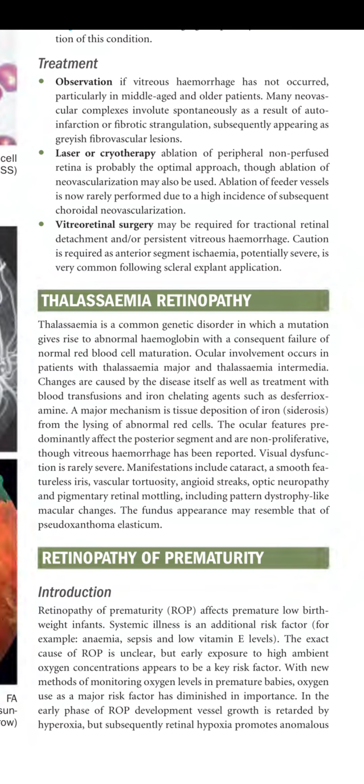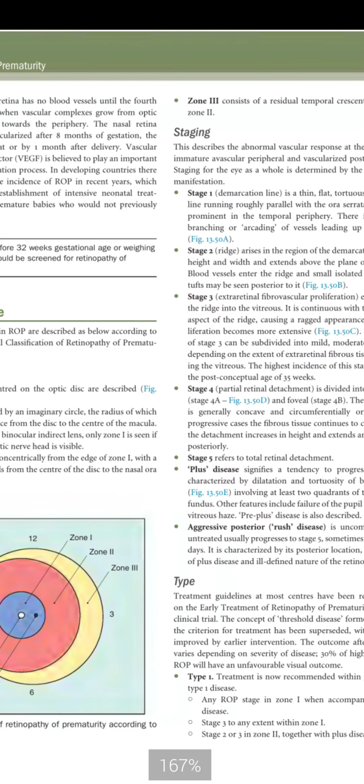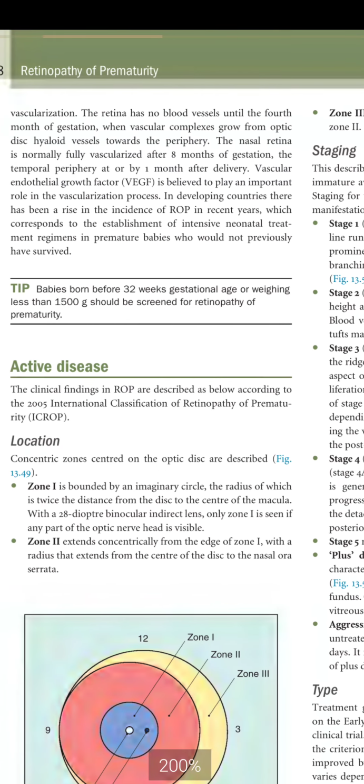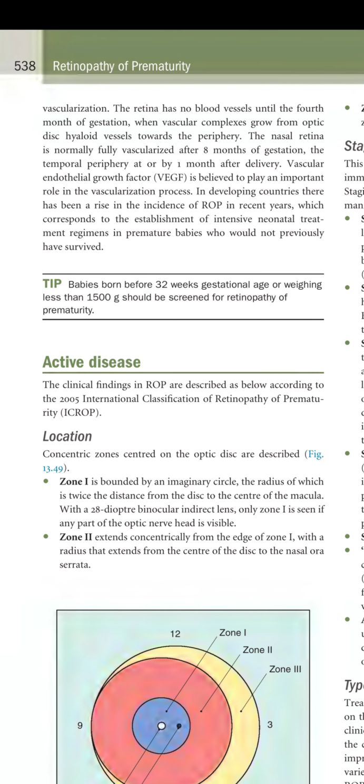In an early phase of ROP development, vessel growth is retarded by hyperoxia. So in the early phase, the growth is retarded by hyperoxia, meaning the increased supply of oxygen, but subsequently retinal hypoxia promotes anomalous vascularization. The retina has no blood vessels until the fourth month of gestation, when vascular complexes grow from optic disc hyaloid vessels toward the periphery.